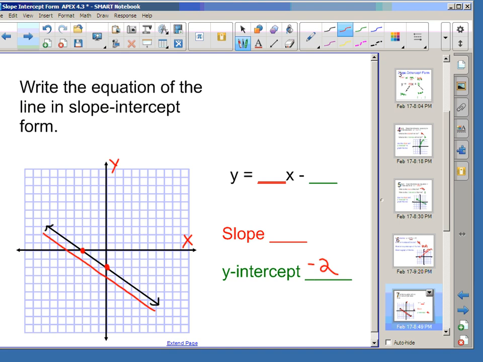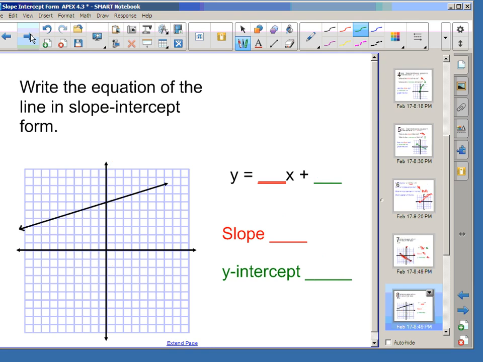Let's calculate the rise and the run. The rise is 2, the run is 3, so it's -2 over 3. That's my slope. All I have to do now is put it into the equation. My slope is negative 2/3, and my y-intercept is negative 2. Since that's already a minus, I'm going to just put minus 2. I don't want to put minus negative 2, because that'll make it a plus. So I better just put the 2 there.